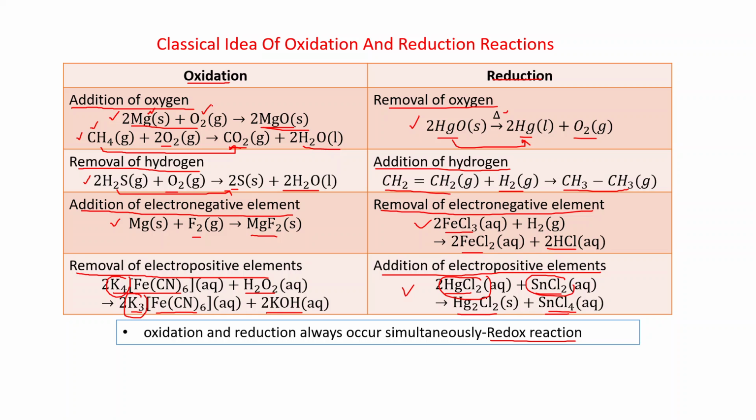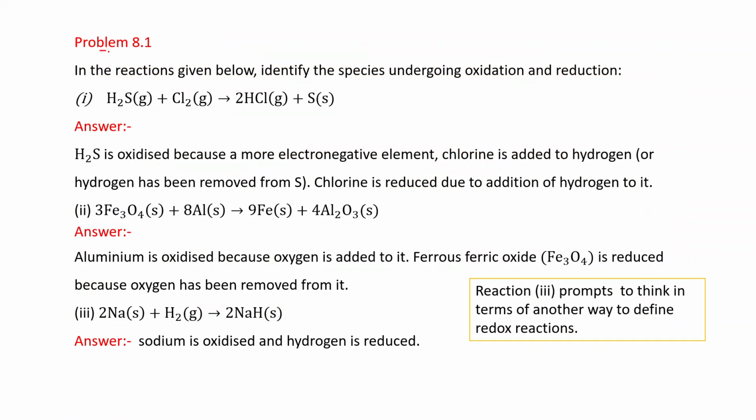Now see one problem, 8.1. In the reactions given below, identify the species undergoing oxidation and reduction. This H2S plus Cl2 converting into 2HCl plus S. Now just see, first come to this H2S. H2S is converting into S. What is the change taking place? We can say that hydrogen is removed, and removal of hydrogen is oxidation. So H2S is oxidized.